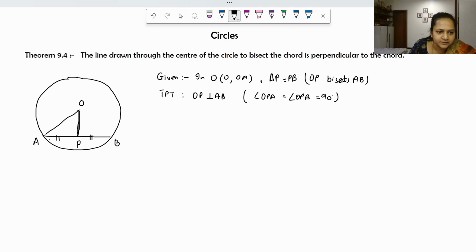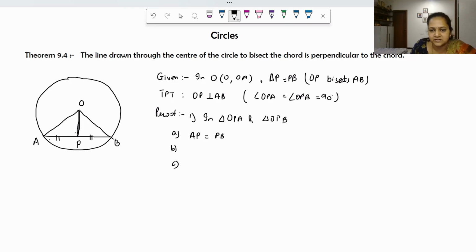We'll join OA, we'll join OB, because the angles are part of these two triangles. Angle OPA is part of triangle OPA. Angle OPB is part of triangle OPB. So we'll try to first prove them congruent. So we'll write here, in triangle OPA and triangle OPB, what are the equal parts, children, that we see? We'll get three equal parts. First is given to us, AP is equal to PB. It is given to us. Second that we see is OP is the common side. OP is equal to OP, common side.